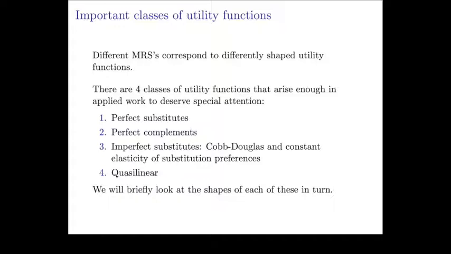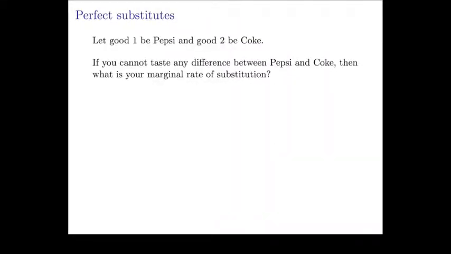And finally, quasilinear preferences. So let's look at each of these four in turn, and as the course progresses, these preferences will come up over and over again. So let's start with perfect substitutes.